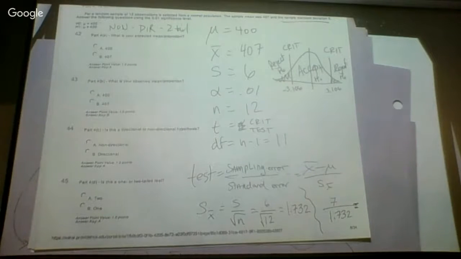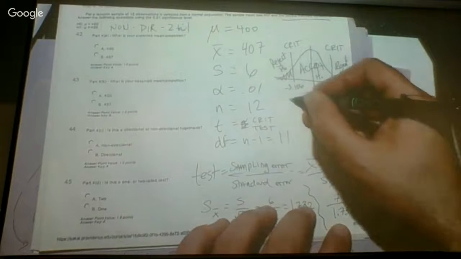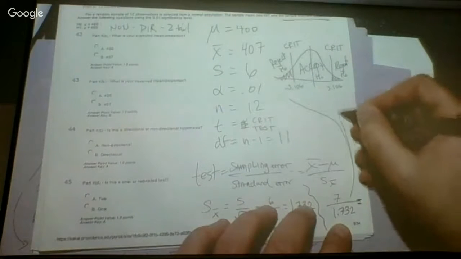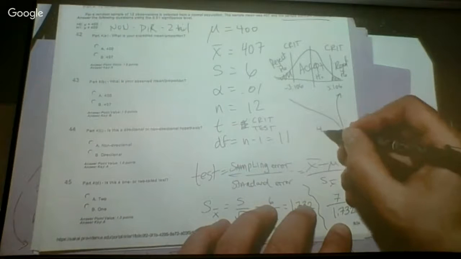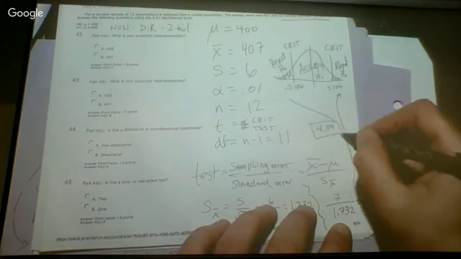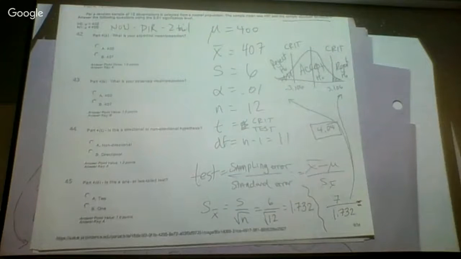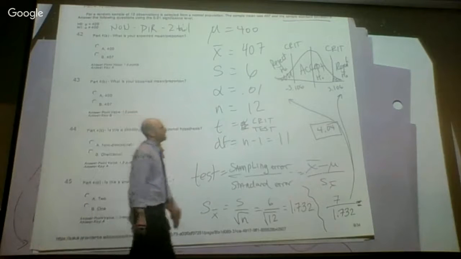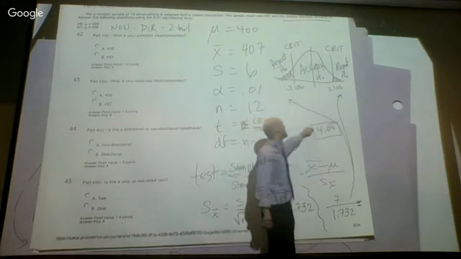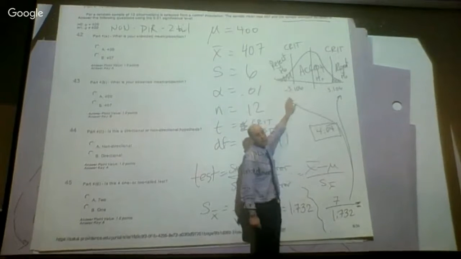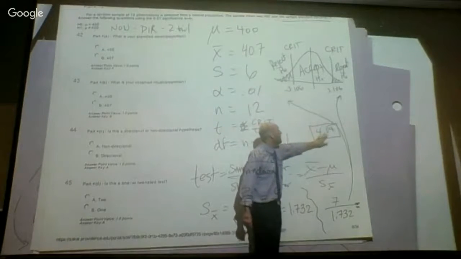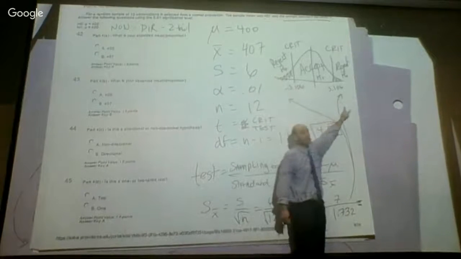4.04. Maybe 4.041. I don't know. Looks big. But our test statistic is 4.04. Which, if we put that on our picture, 4.04 is not in this region of rejection. 4.04 is in this region of rejection.